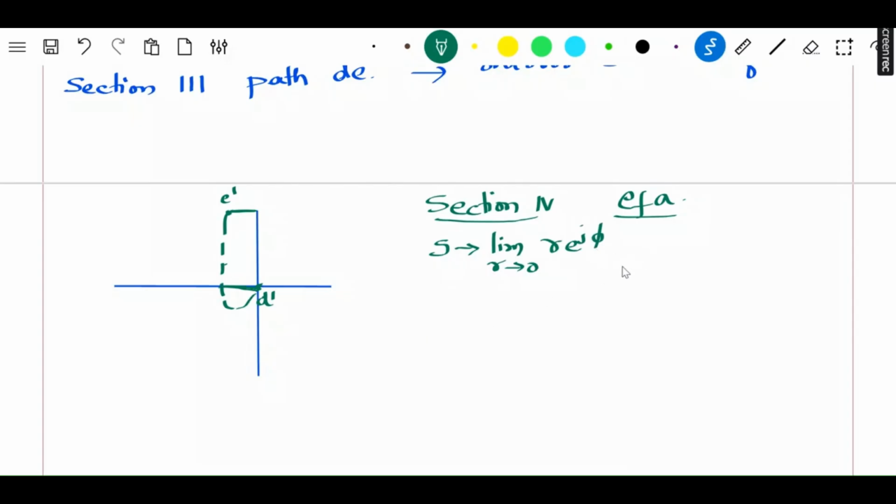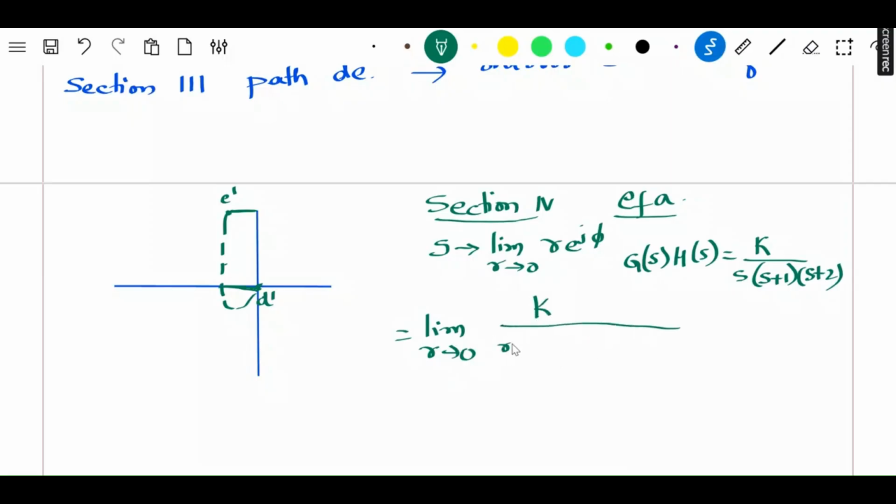Now let us take the question again. We know that G of S into H of S equals K divided by S into S plus 1 into S plus 2. So therefore, replacing S with limit r tends to 0, we get limit r tends to 0, K divided by r into e power j pi into r into e power j pi plus 1 into r into e power j pi plus 2.